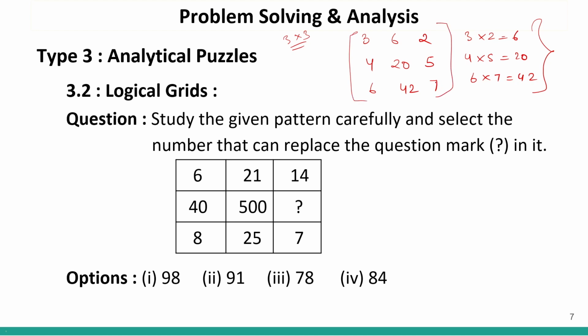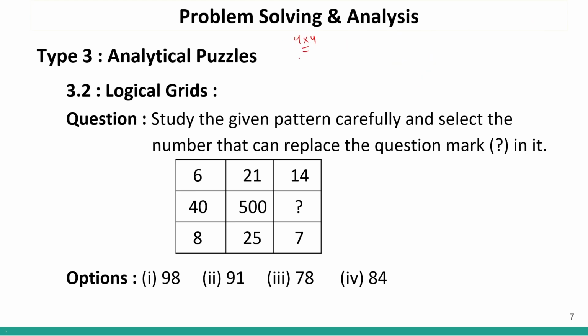So this is how you solve questions on logic grids. Maybe something is happening in these columns and we have to find the missing number. Let us see a 4 into 4 grid. Something like 4, 8, 2, 14, and 1, 2, 3, 6, and 7, 2, 5, 14. So this is a 4 into 4 grid.